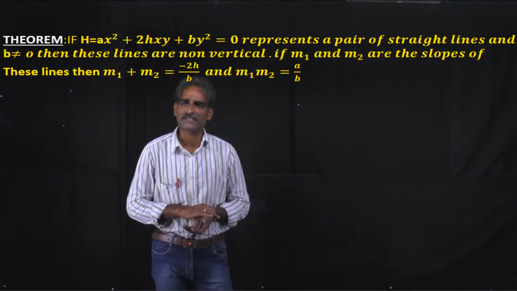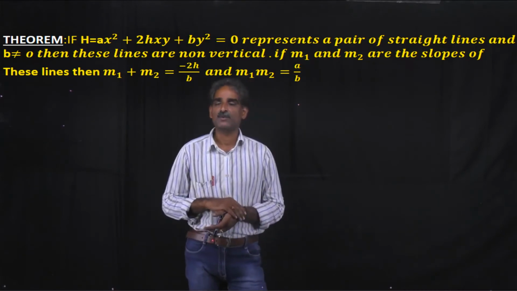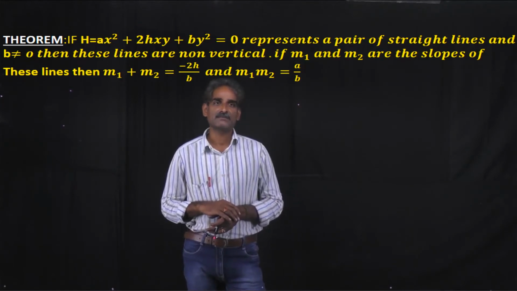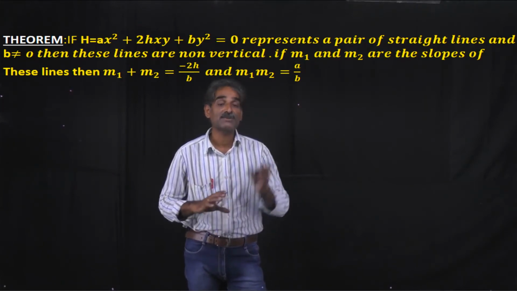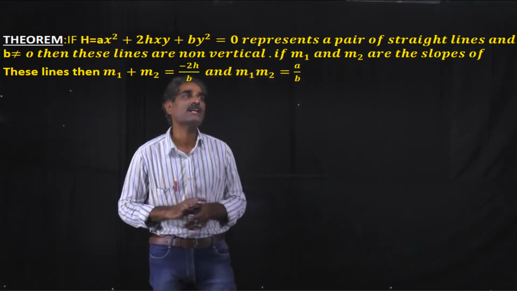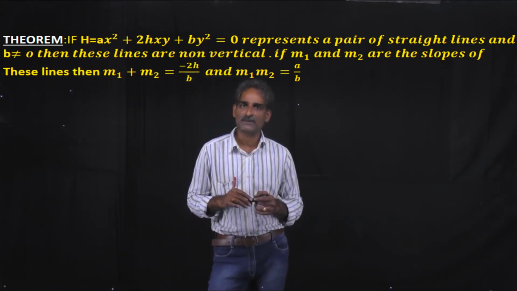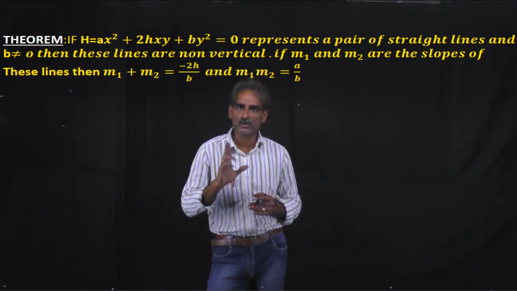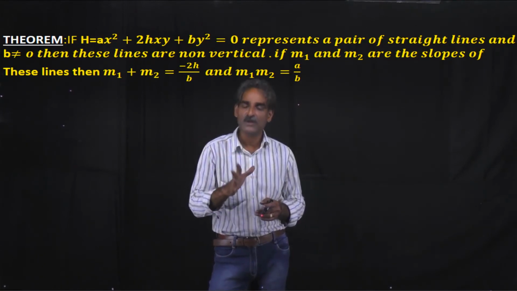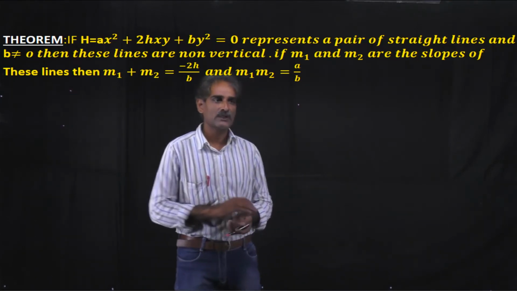See this theorem. If ax square plus 2hxy plus by square equals 0 represents a pair of lines passing through origin, all of you know, and b is not equal to 0, then the lines are not vertical lines. Then only slopes of the lines exist. That means if m1, m2 are the slopes of the lines, we have to prove that m1 plus m2 is equal to minus 2h by b, and m1 m2 equals a by b. That is the theorem. So what is the given equation?